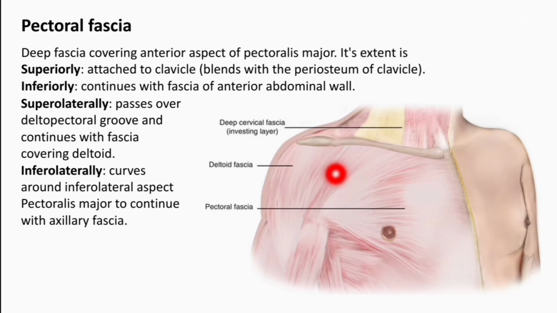and superolaterally it will be forming the roof of the deltopectoral triangle and passes over the deltopectoral groove and will be continuous with the deltoid fascia, and inferolaterally it will be curving on the inferolateral margin of pectoralis major and then will be continuous with the axillary fascia.